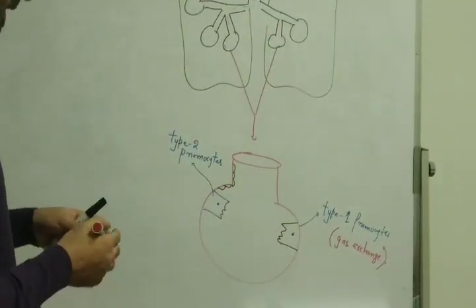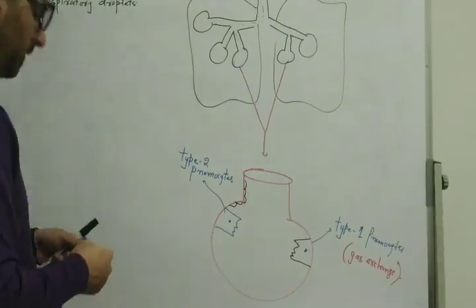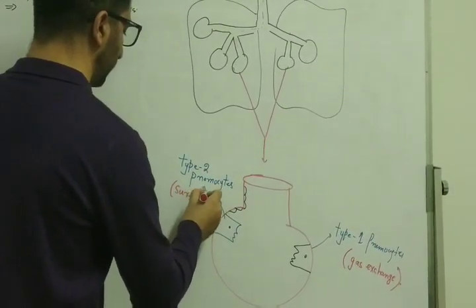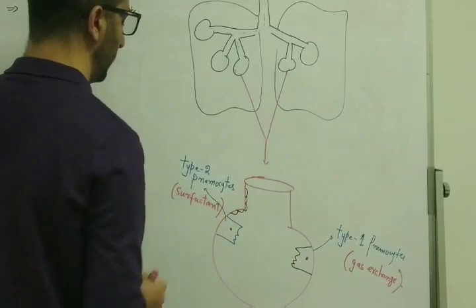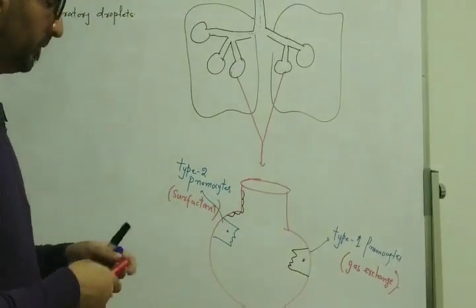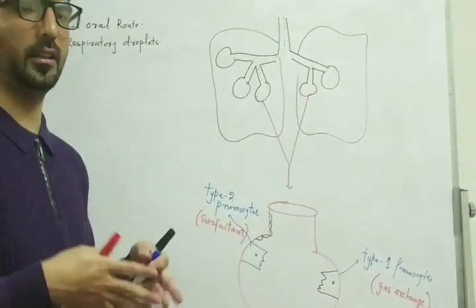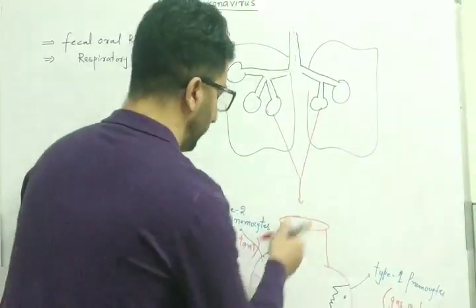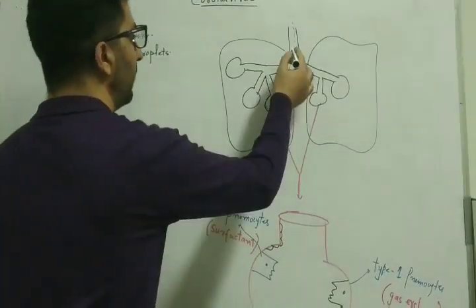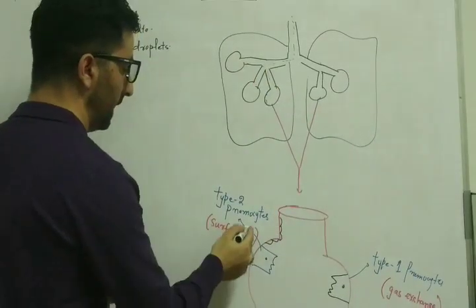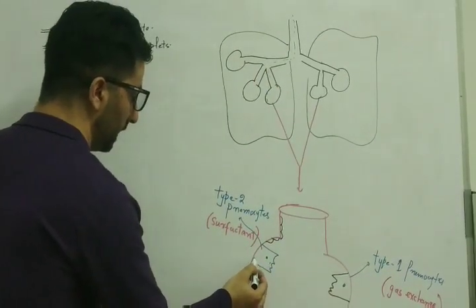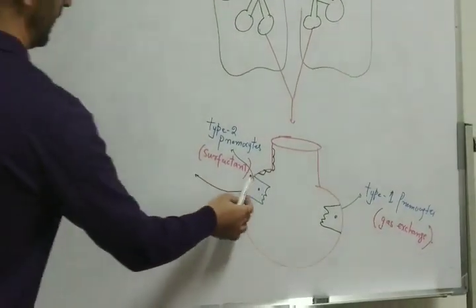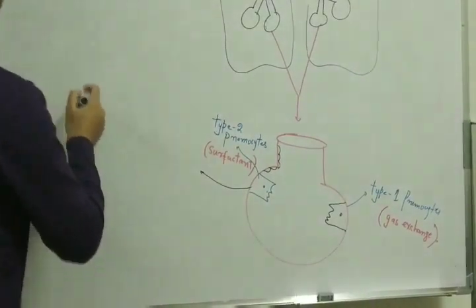And if you talk about the type 2 pneumocyte, it releases a substance called surfactant. What does surfactant do? This surfactant prevents the collapsing of the alveoli, and it reduces the surface tension in the alveoli. So when the virus goes down and reaches the type 2 pneumocytes, I will enlarge this type 2 pneumocyte here, so that you will not be confused.